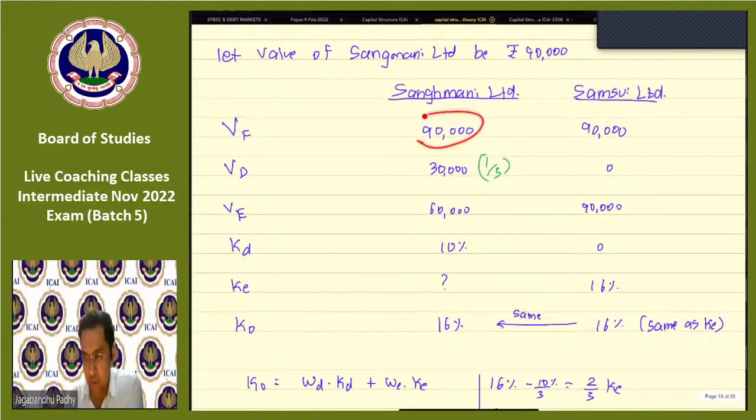90,000 is what I have assumed. I've assumed it's 90,000 because it's divisible by 3. So to make it 1/3, I've taken it as 90,000. You can take any number, maybe 9 lakh or 18 lakh. Make sure it's divisible by 3.